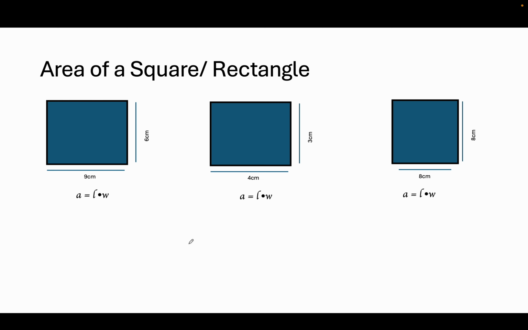Pause the video here if you want to try these example questions. Okay, so the answers are right here. You can either look them over or I'm going to go over them now. 2 of these are rectangles, 1 is a square. Let's start with this first rectangle.